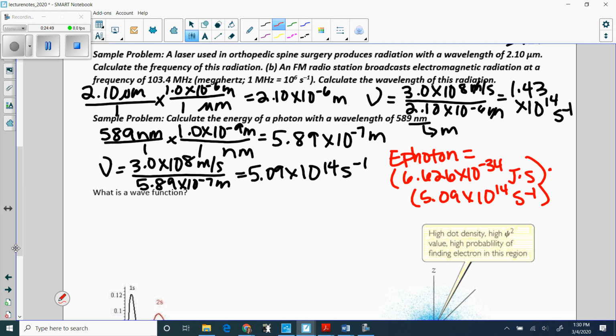Push those buttons. You can just say what times Planck. Seconds cancels, and we are left with our friend Joule. Times 10 to the negative 19th is a teensy joule. It's just a little photon.